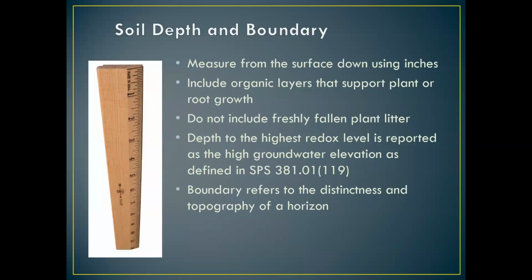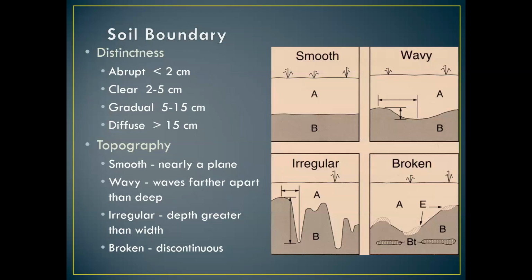So the boundary, the depth is easy. The boundary is, what does that transition look like between one horizon and the next? So here we have an A horizon and a B horizon. So this is smooth, that it's basically straight across.